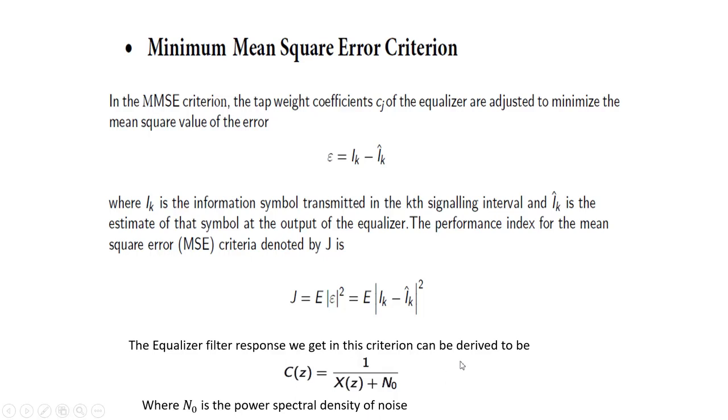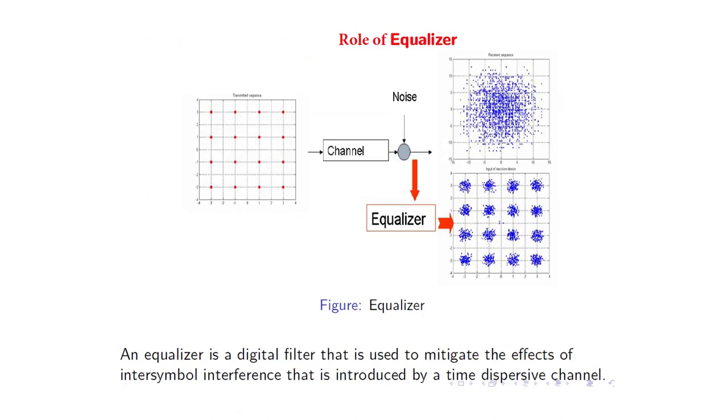plus N naught. So what is the meaning of this? This N naught is the power spectral density of noise. When N naught is very negligible, it will be equivalent to the zero forcing equalizer only. But it takes into account the noise value also. Therefore, noise amplification will not take place in the minimum mean square error criteria, which was a drawback in the zero forcing equalizer. So that drawback is overcome with this criteria.